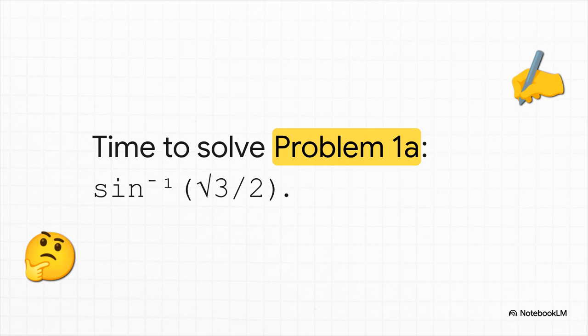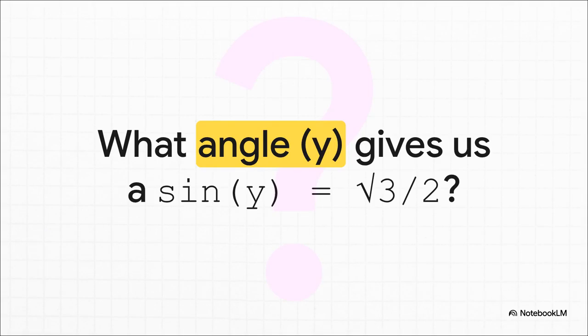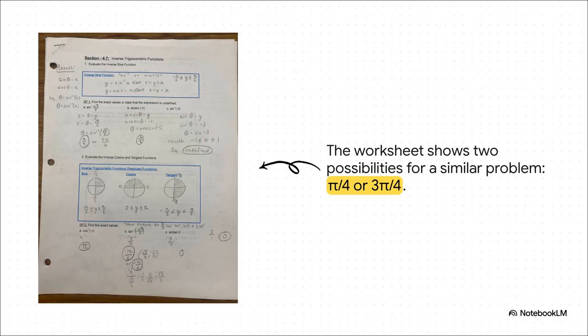We're asked to find the exact value of the inverse sine of the square root of 3/2. So, first thing we do is translate that from math speak into a plain question. What we're really asking is, what angle has a sine that's equal to the square root of 3/2? Now, if you're thinking about your unit circle, which you should be, two answers probably pop into your head right away: π/3 and 2π/3. And that's exactly the pickle we're in.